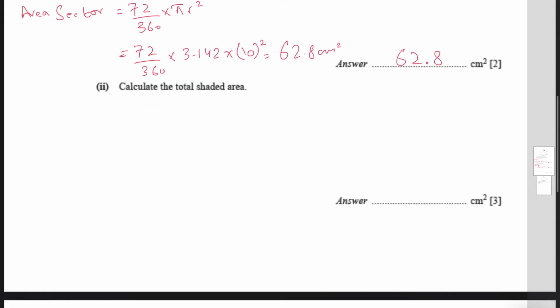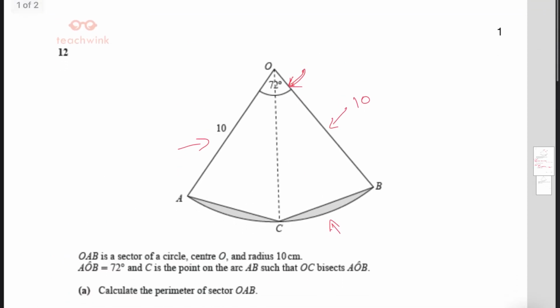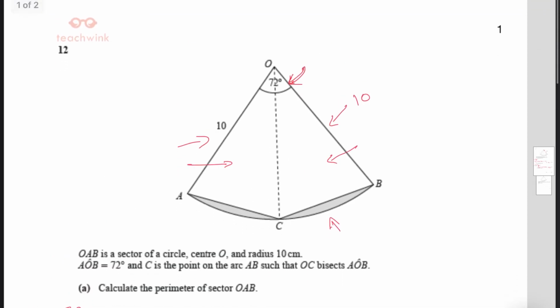Okay, the next part of the question says calculate the total shaded area. We have the area of the entire sector, which is 62.8. What we need is the area of this triangle and the area of this triangle so that we can subtract it. The area of this triangle and this triangle would, of course, be the same. So if we can find the area of one of these, we can just multiply it by 2 and then subtract the total from 62.8.